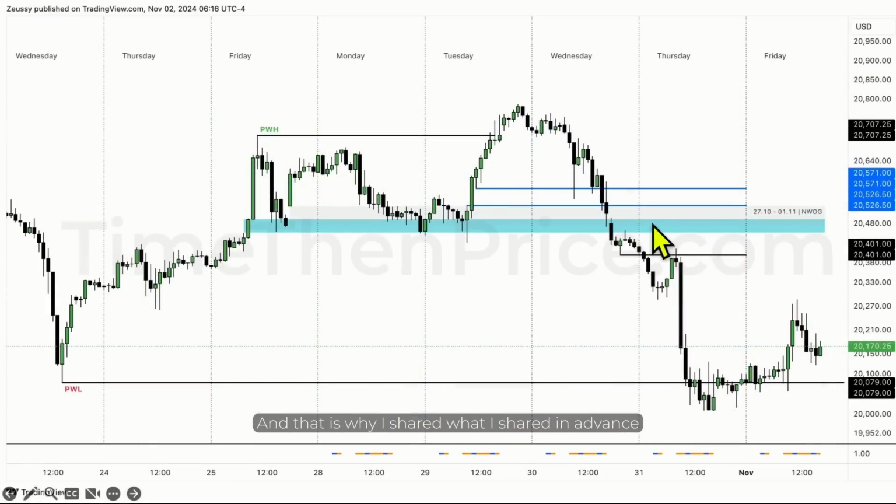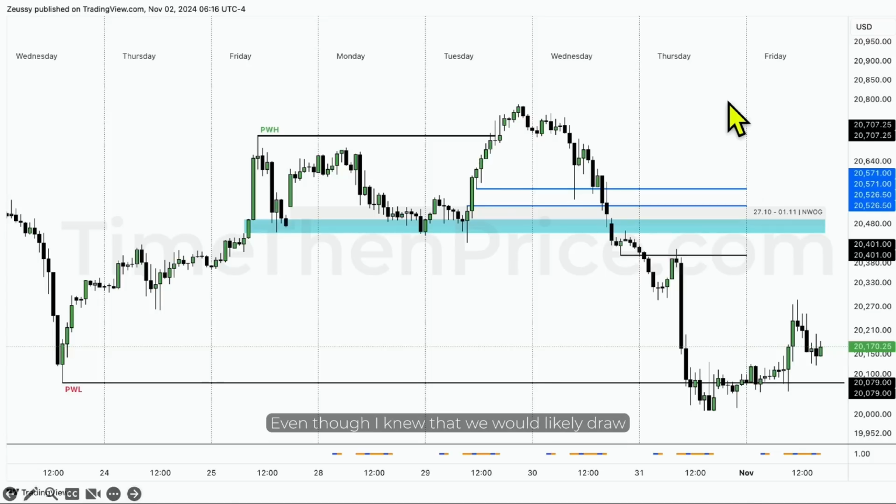And that is why I shared what I shared in advance of both the London and the New York morning session. Even though I knew that we would likely draw towards the previous week's low, I decided not to look to take any setups on Thursday. The reason why was due to the fact that it was the day in advance of NFP. And the day in advance of NFP for me is always a no trading day. And that is why I decided to not even look at the live markets on Thursday.